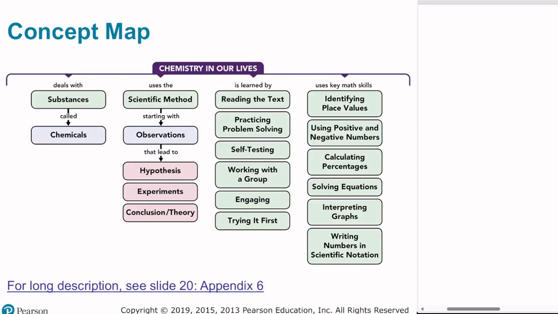We've covered many concepts in this chapter. First, we covered what are chemicals, the scientific method, how to study chemistry, and some key math skills. Feel free to go back and review these skills. Next, we will cover some worked examples.